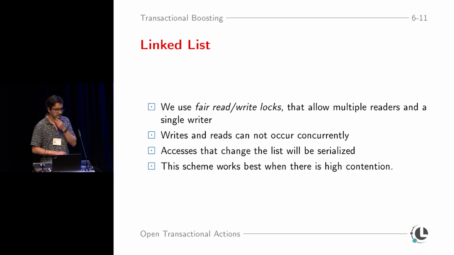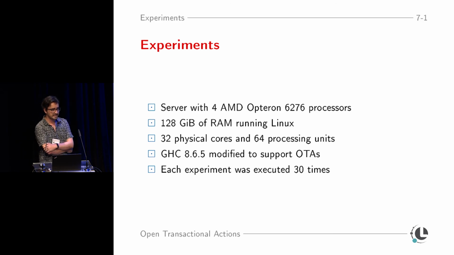So we performed some experiments with these transactional boosting examples. We used a server with 4 AMD Opteron processors. It has 32 physical cores and 64 processing units. And we used a version of GHC that was modified to support Open Transactional Actions. The details of these modifications are in the paper. And each experiment was executed 30 times.